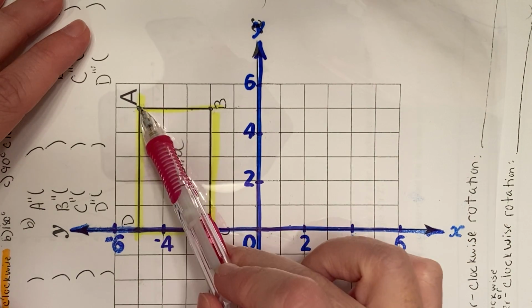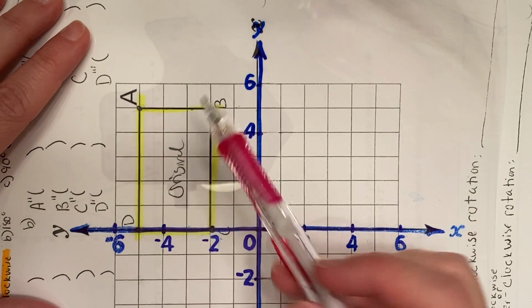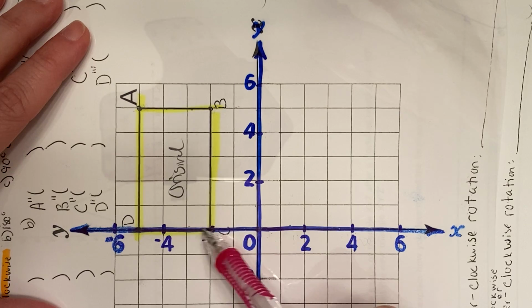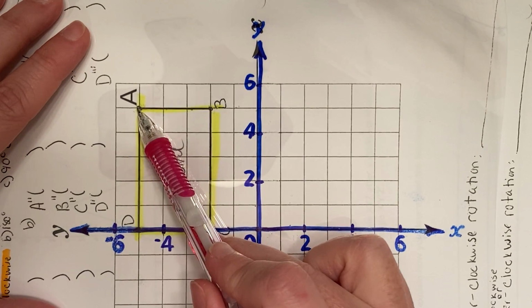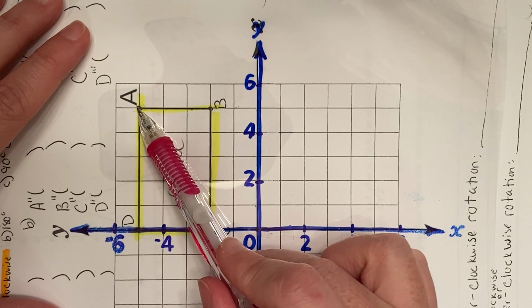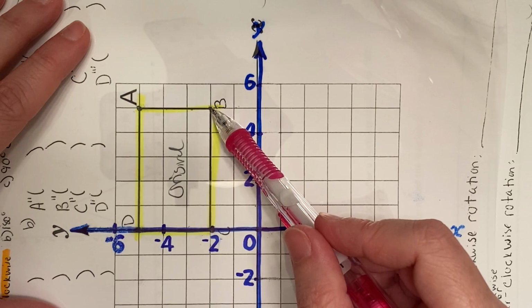Okay, so we want to know A, which is now the A prime, after the 90-degree counter. What would be the points? 1, 2, 3, 4, 5 left, so that's -5. 1, 2, 3, 4, 5 up, so it's -5, +5. B will be -2, +5.